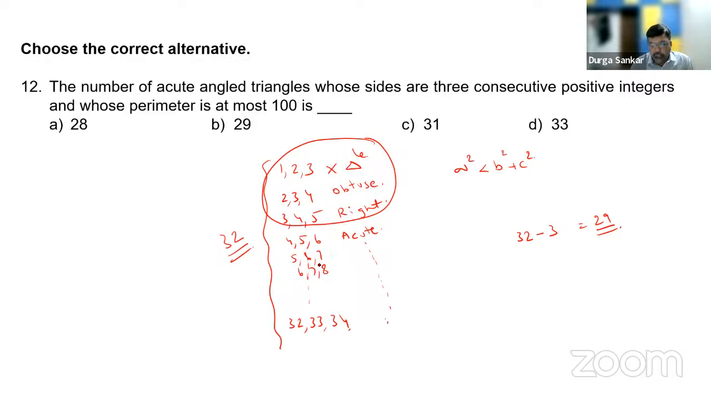So from here on, you take any set of 3 consecutive numbers. It is for sure, you can see that the sum of 2 numbers is greater than the third number. The difference of 2 numbers is less than the third number. And definitely the square of the highest number is less than the sum of the squares of the other 2 numbers. That's how we determine that it is going to be acute for all the rest.